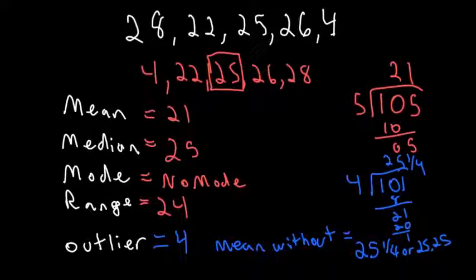So if you look there, when I take my outlier out, my mean seems much more representative of my data set. Whereas when I had the outlier in there, I got the mean of 21, and every number was above 21 except for the number 4. So you can see that an outlier really affects how much the mean is.